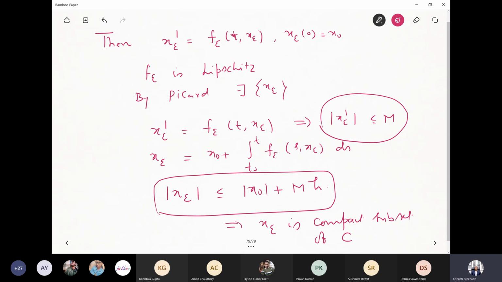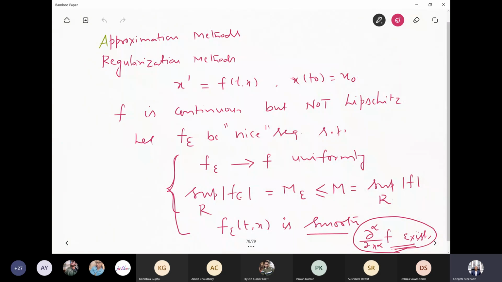So this implies that x epsilon has a convergent subsequence, right? So if x epsilon has a convergent subsequence, let me call it x epsilon itself, you can call it epsilon k also if you want, it converges to x uniformly. Apply this in the integral equation here, and you get x to be a solution. So the idea here is that you approximate these nonlinearities by smooth functions.